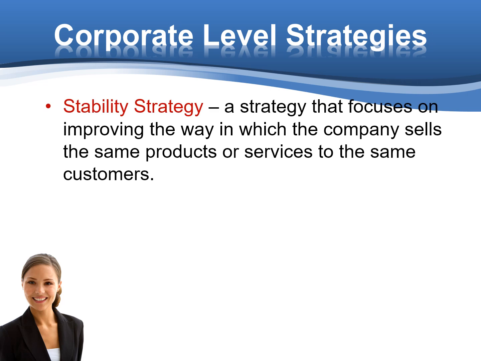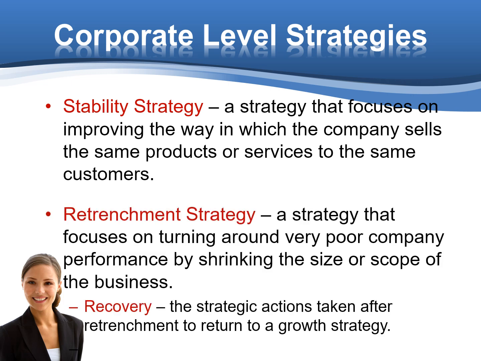Stability strategy is a strategy that focuses on improving the way the company sells the same products or services to their customers. A retrenchment, however, is a little bit different. It's a strategy that focuses on turning around very poor company performance by either shrinking the size or scope of the business. And then there's also recovery. Strategic actions taken after retrenchment to try to return to a growth strategy.